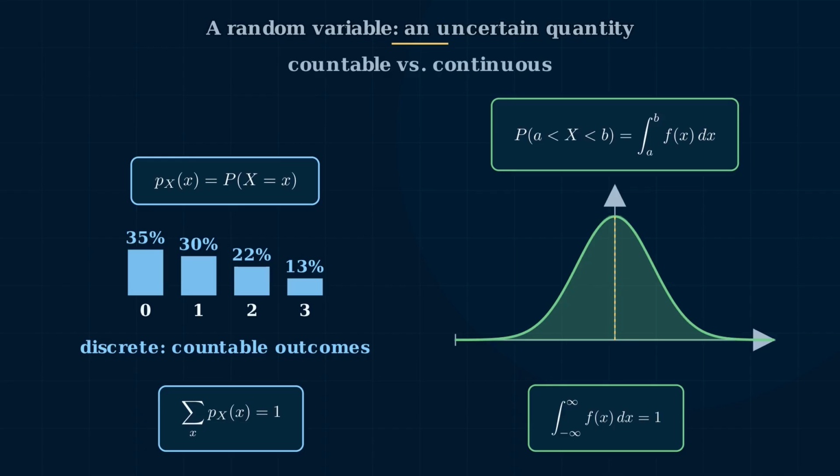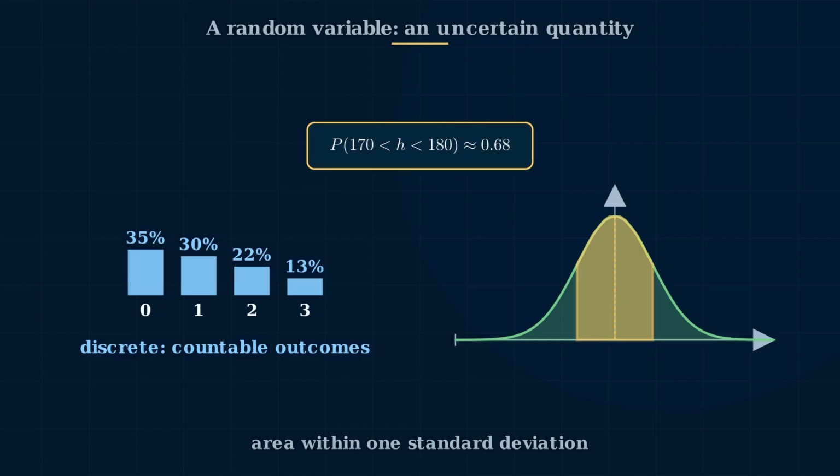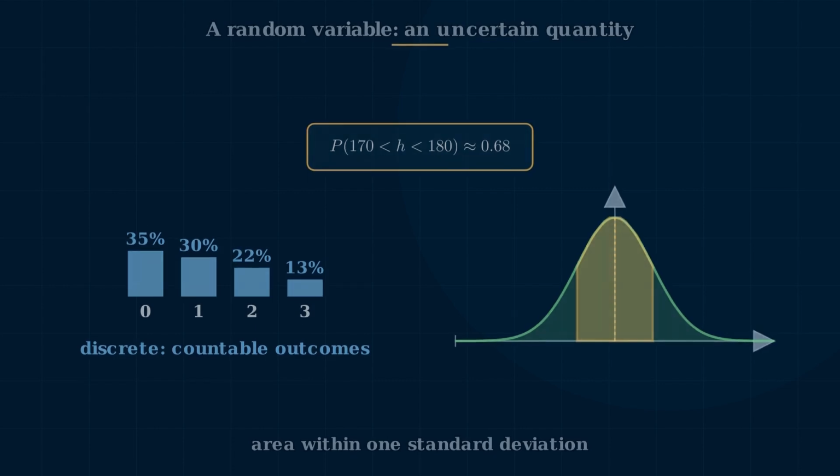For a roughly normal height model with mean 125 centimeters and standard deviation 5, the interval from 170 to 180 is 1 standard deviation around the mean. Its probability is about 68%. That shaded area, not the height of 1 point, is the probability.